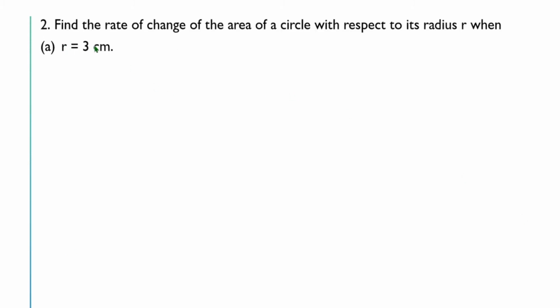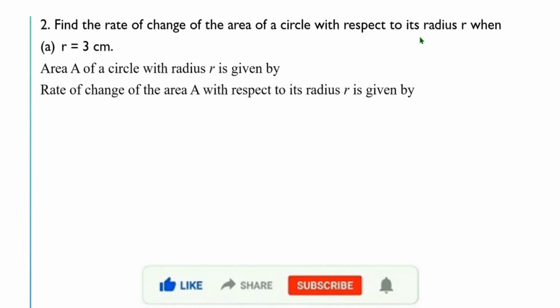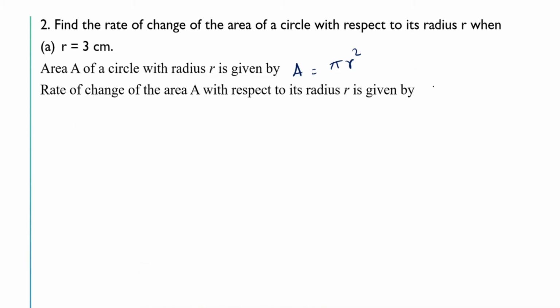Next question, find the rate of change of area of a circle with respect to its radius r when r equal to 3 cm. Here they are asking the rate of change of area of a circle with respect to its radius itself. So the area A of a circle with radius r is given by A equal to pi r square. Now rate of change of A with respect to r is given by dA by dr. So this is equal to the derivative of pi r square, which is 2 pi r.